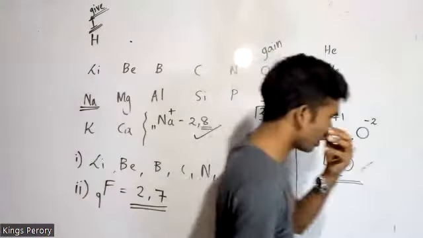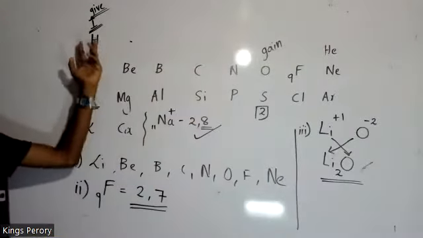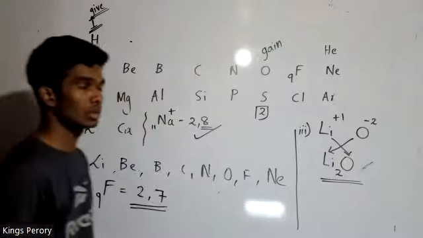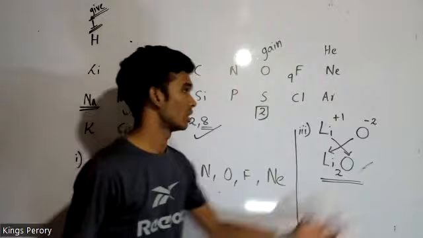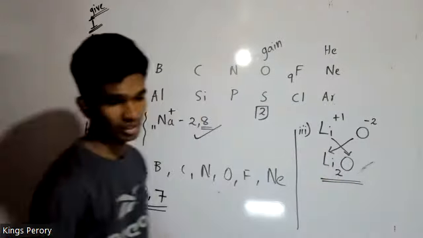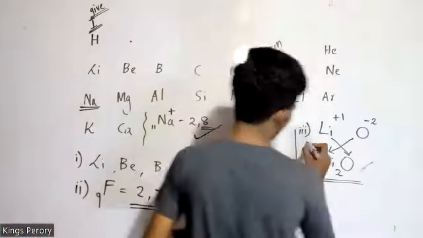Then how to easily find this? Very simple. Lithium is in the first group. Its valency is 1. That 1 is given to oxygen. Oxygen is in the 6th group. Its valency is 2. That 2 is given to lithium. There you go, you have the formula of lithium oxide. This is the third A part.